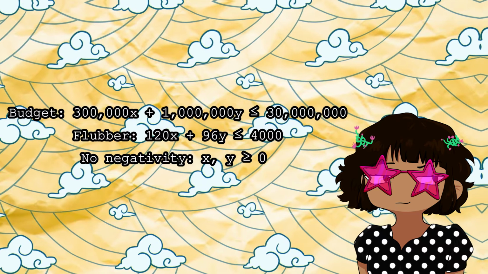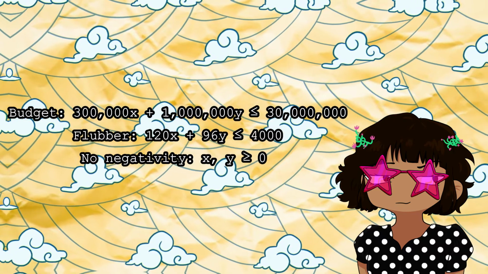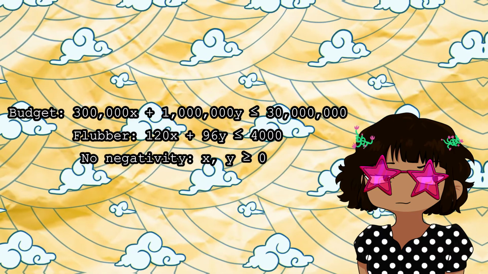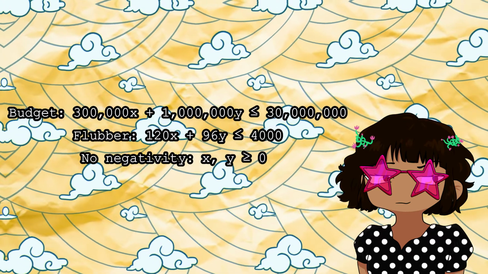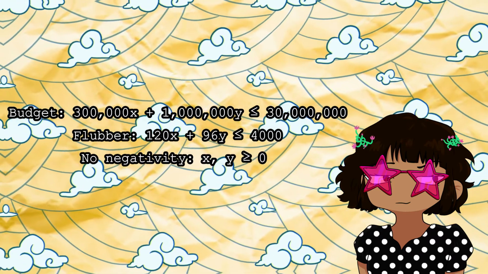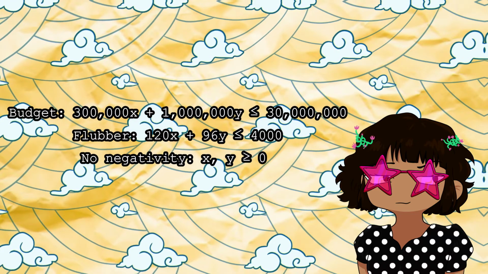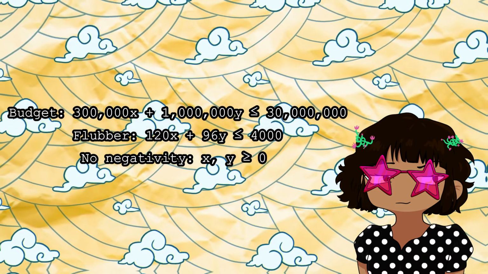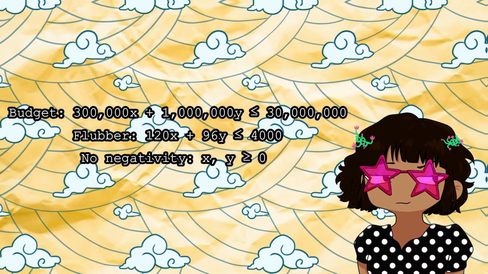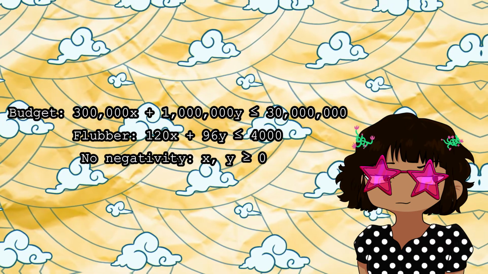Budget: 300,000x plus 1 million y less than or equal to 30 million. Flubber: 120x plus 96y less than or equal to 4000. Non-negativity: x, y greater than or equal to 0.